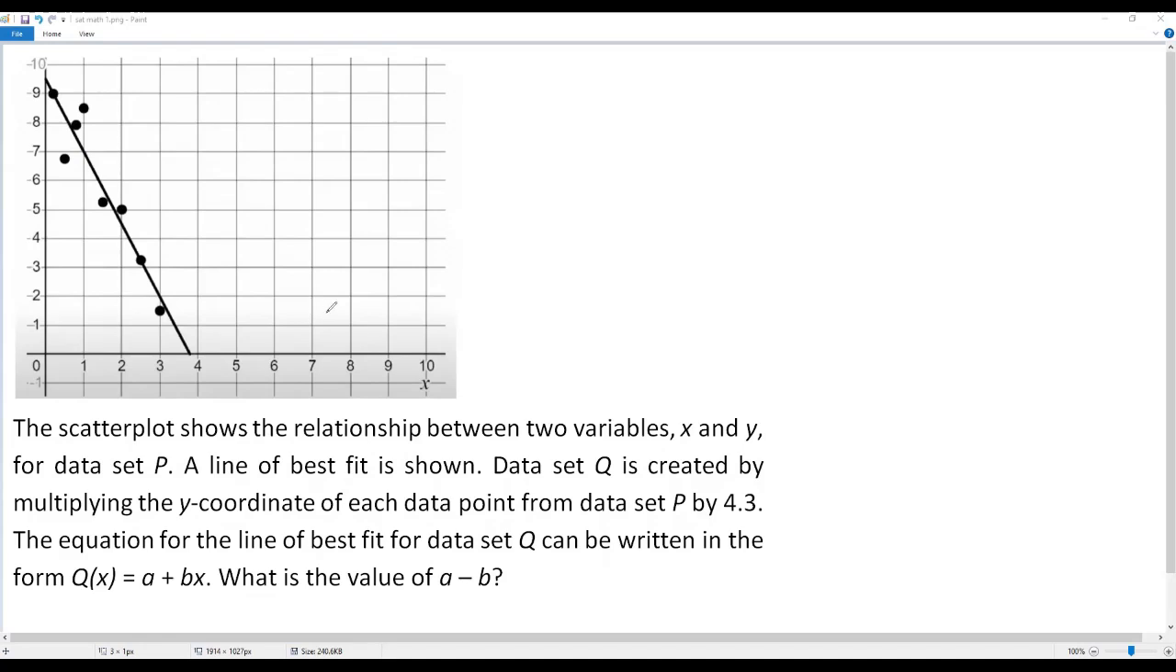Here we have a SAT math problem. Okay, let's go to the question. The scatter plot shows the relationship between two variables x and y for data set P. A line of best fit is shown.